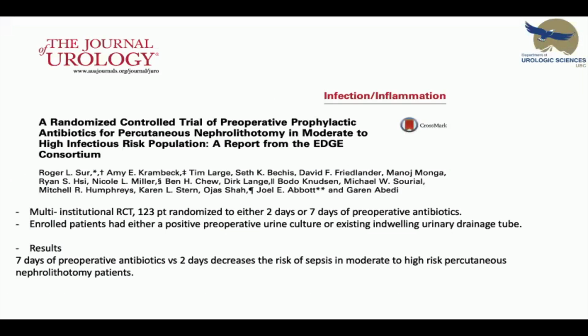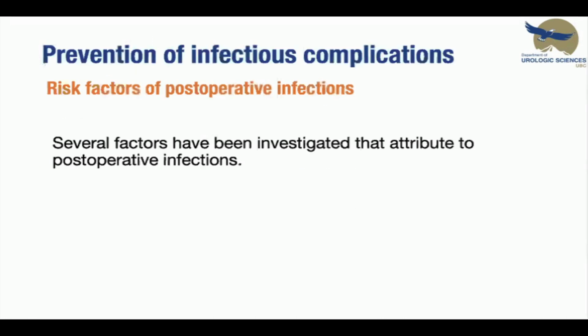This is a multi-institutional RCT, 123 patients randomized to either 2 days or 7 days of preoperative antibiotics. All patients in this study either had a positive preoperative urine culture or an existing indwelling urinary drainage tube. 7 days of preoperative antibiotics versus 2 days decreased the risk of sepsis in moderate to high risk percutaneous nephrolithotomy. So it's important to know before the procedure whether the patient is low risk or high risk, where the antibiotic prophylaxis strategy can differ.